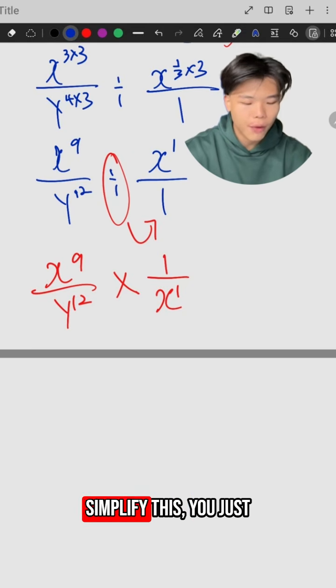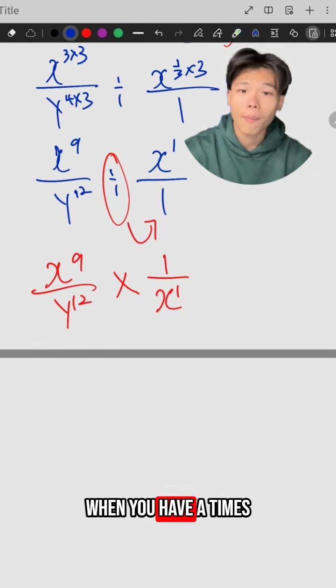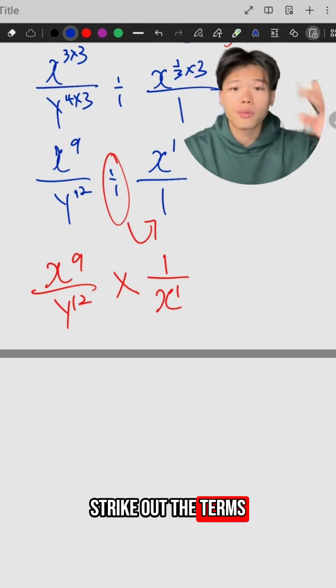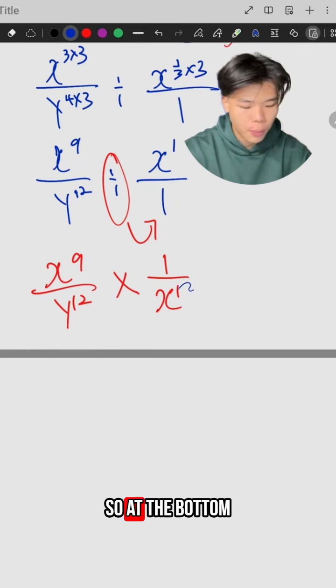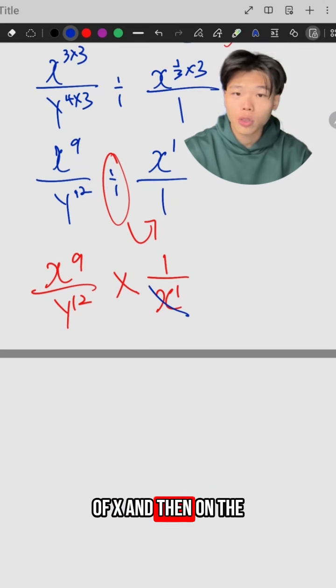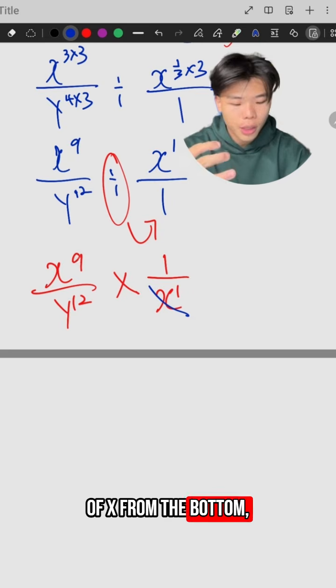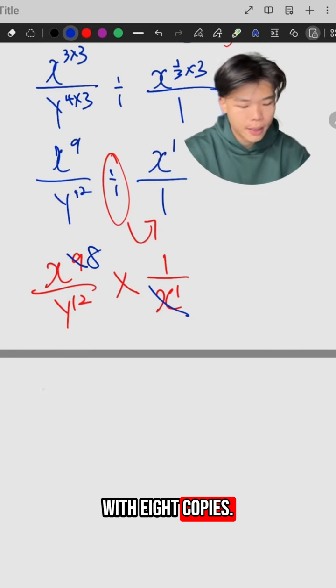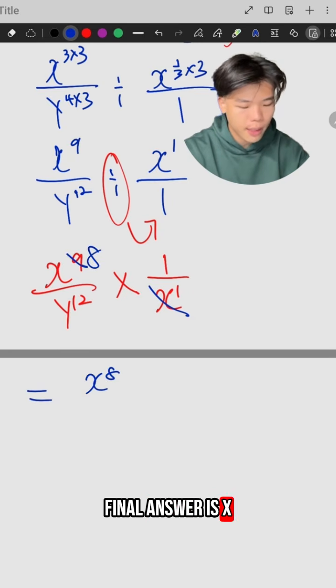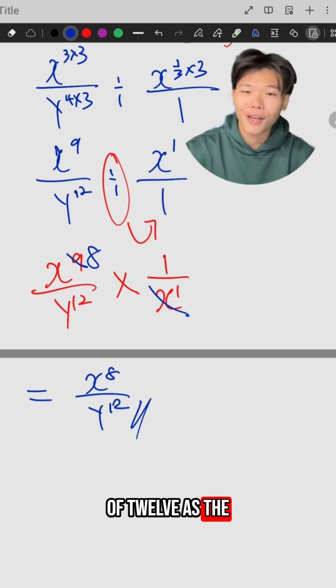Now to further simplify this, you just got to remember that when you have a times fraction, you can just strike out the terms on top and below if they are the same. So at the bottom here, I got 1 copy of x, and then at the top over here, when I strike out 1 copy of x from the bottom, now at the top, I'll be left with 8 copies. And therefore, the final answer is x^8 over y to the power 12 as the final answer to this question over here.